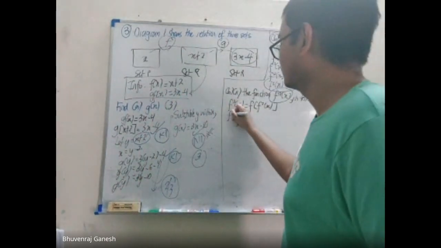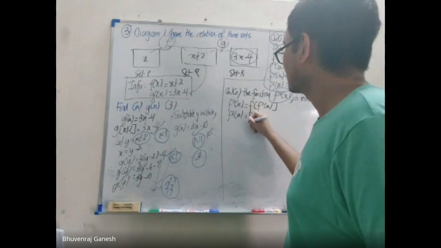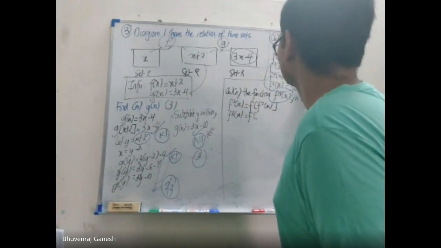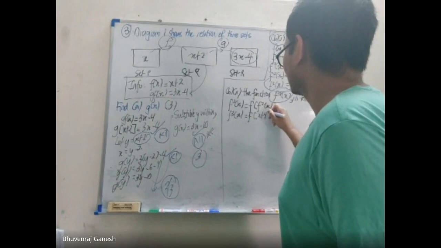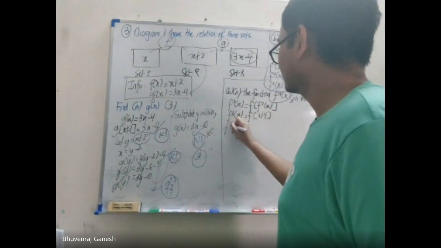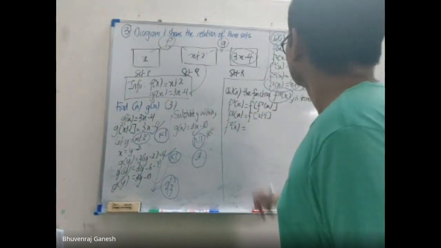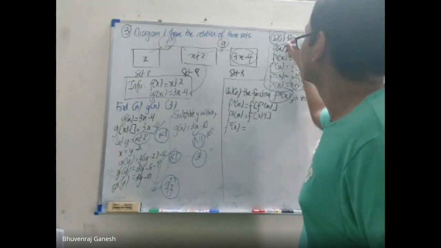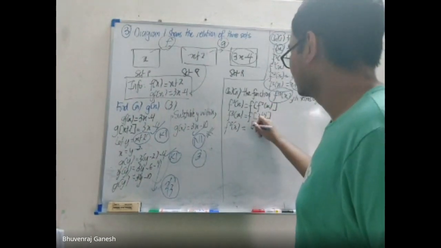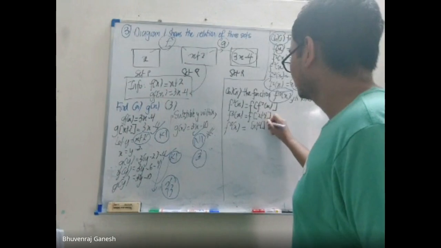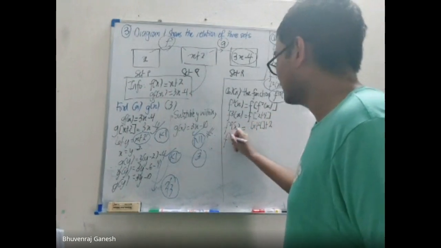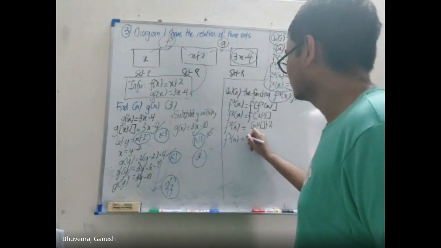So you will get f cubed x is f. What is your f square x? You already found here. So you just sub inside x plus 4. And then f cubed x, you'll sub x plus 4 into this function f. So you'll get x plus 4 plus 2. So your f cubed x will be x plus 6.